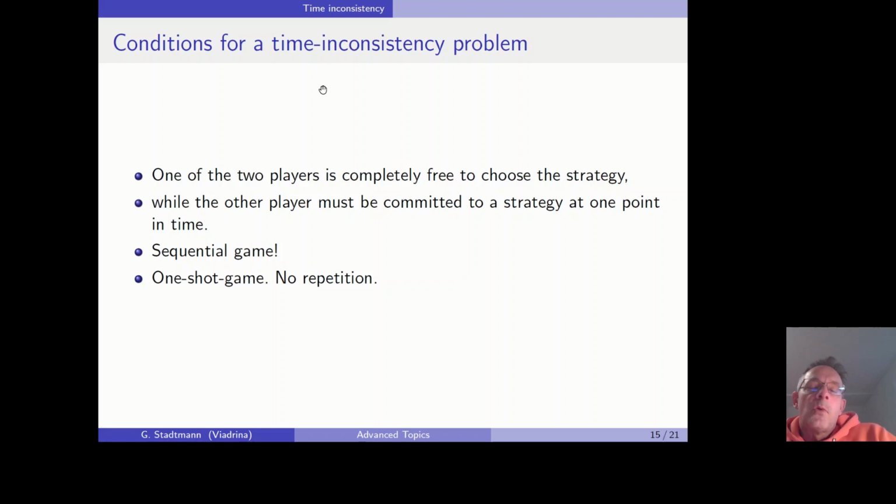The conditions for a time inconsistency problem are as follows. One of the two players is completely free to choose the strategy, while the other player has to be committed to a strategy at one point in time. So we are looking at a sequential game. It's a one-shot game, no repetition, and therefore no reputational arguments play a role.